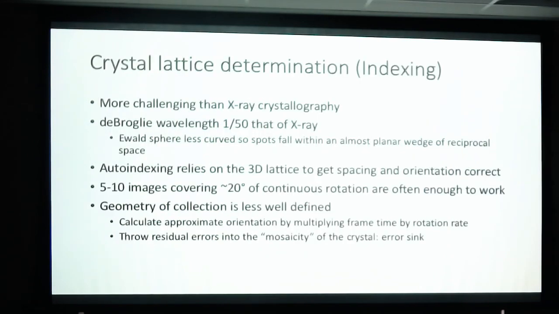The indexing is a little bit more challenging because of the Ewald sphere, because it relies on that sphere to be able to have an idea of the 3D lattice. But it turns out if you give it, say, 5 to 10 images covering around 20 degrees, that gives you enough of a starting point. And at least in one of the courses I went to from Tamir, they throw the errors into the mosaicity of the crystal. Throw all the garbage that absorbs the errors of your collection, so the software actually works pretty well.